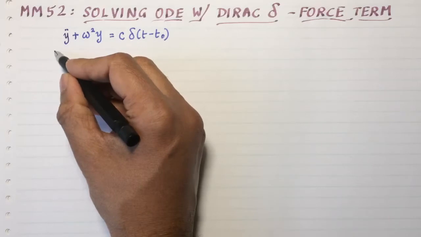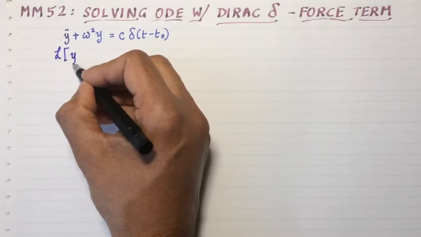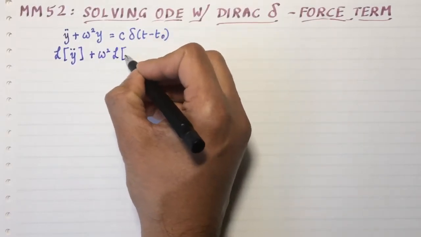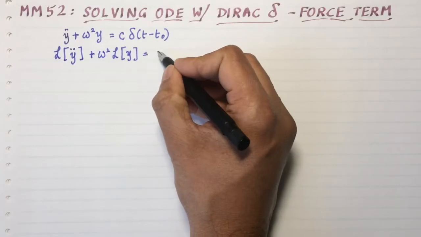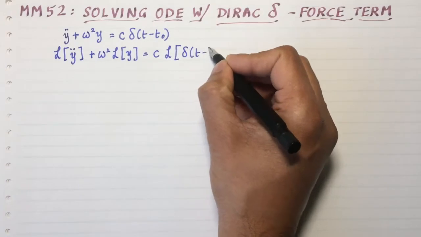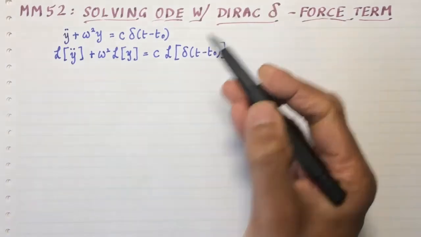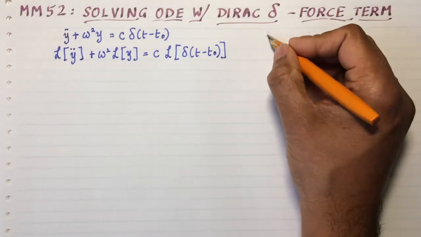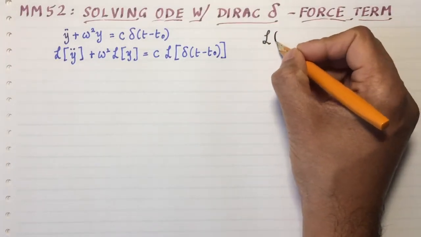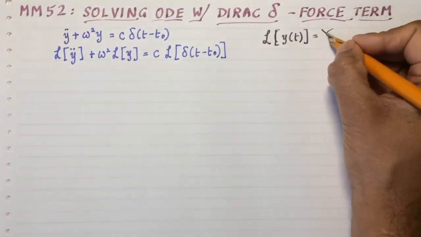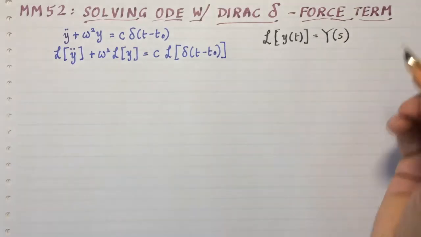So applying the Laplace transform to both sides, I get the Laplace transform of y double dot plus omega squared times the Laplace transform of y is equal to the constant c times the Laplace transform of delta t minus t naught. Now here I'm going to follow the engineering folks and come up with the notation for writing the Laplace transform of y. The Laplace transform of y in engineering is usually called y of s, or simply capital Y.